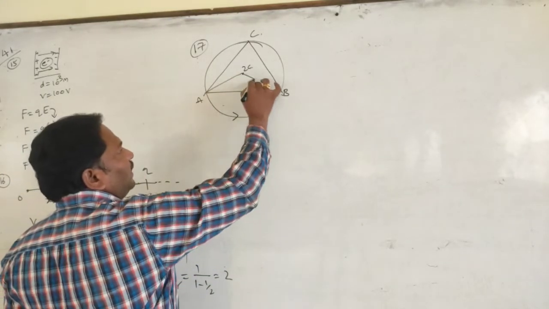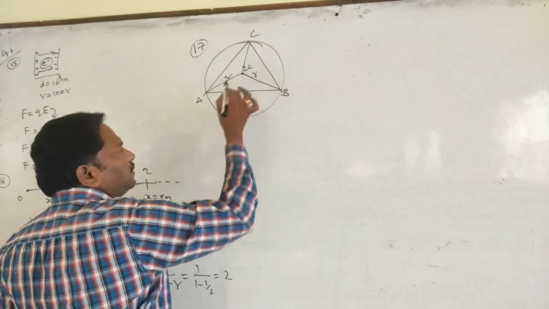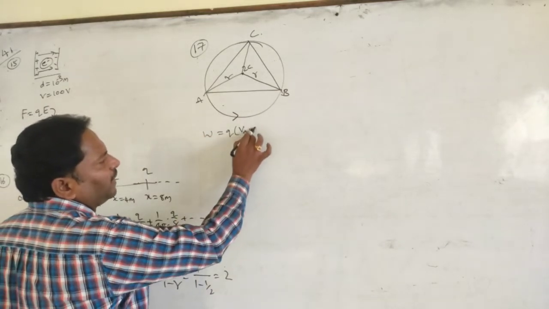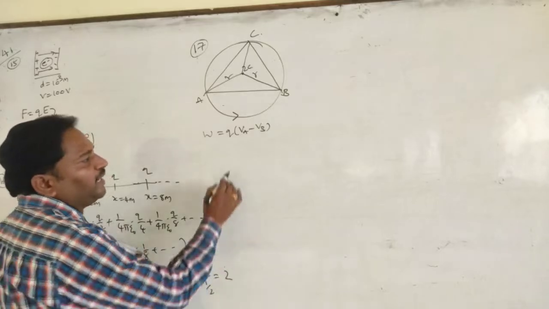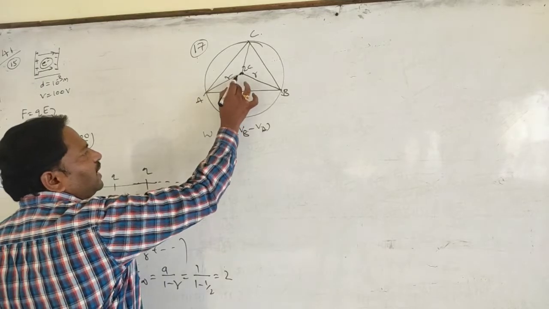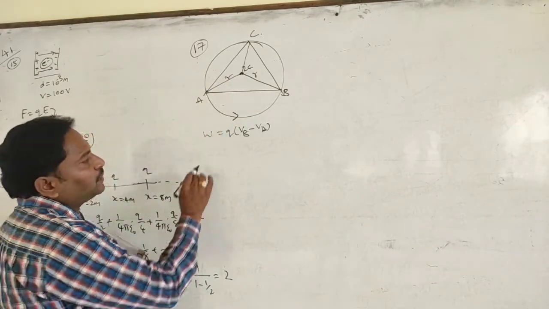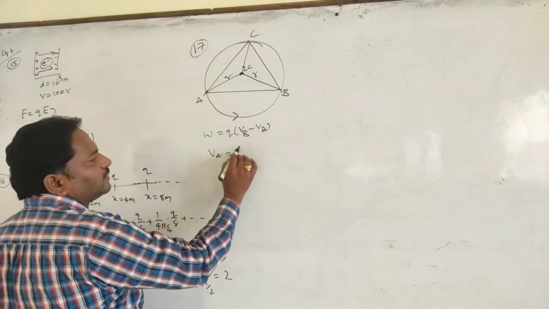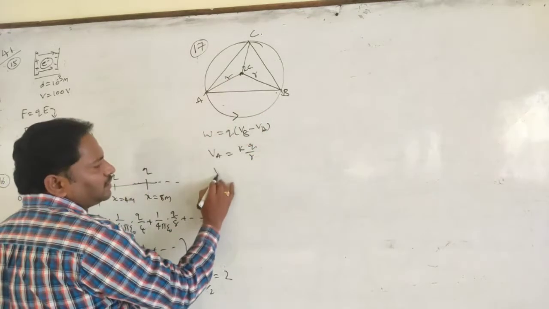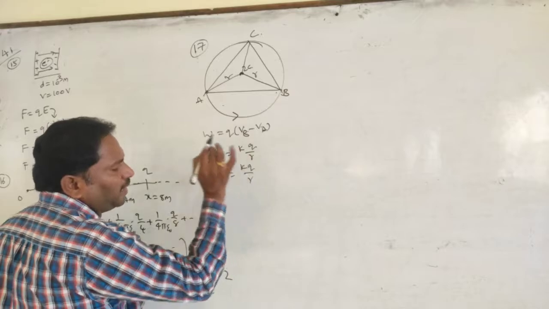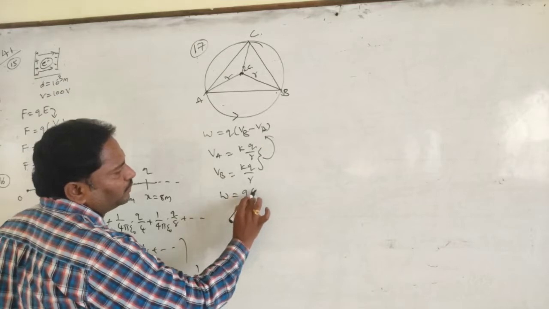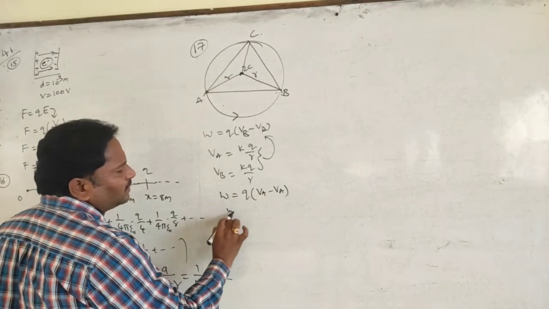First, the distance is R for both, so no need to find R. So W is equal to Q into (VA minus VB). That means we have to find the potential at A and B. First we find the potential at A. VA is equal to K into Q by R at distance R. Same at distance R, VB is equal to K Q by R. Substituting both here, work done is equal to Q into (VA minus VB). This becomes 0. That is the work done.